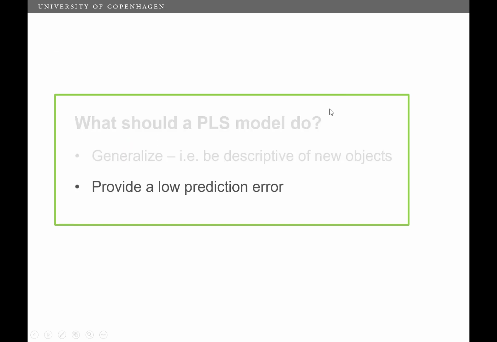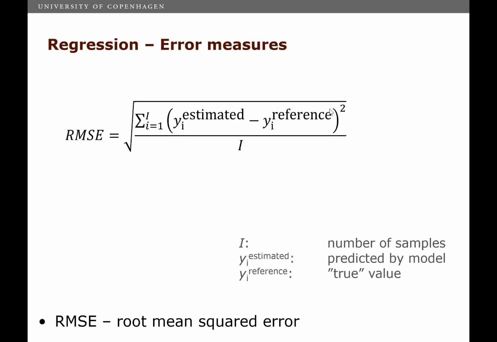So we don't want to predict our calibration data. We want to predict new data. And let's talk about how we can do that. In order to measure how well we predict, we need to have a number indicating the error.